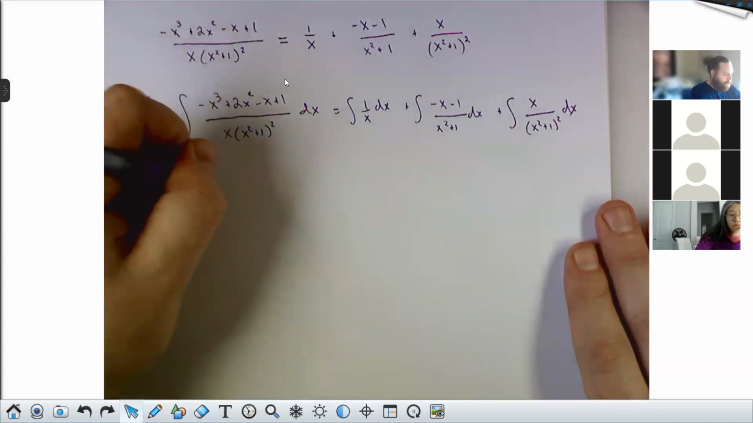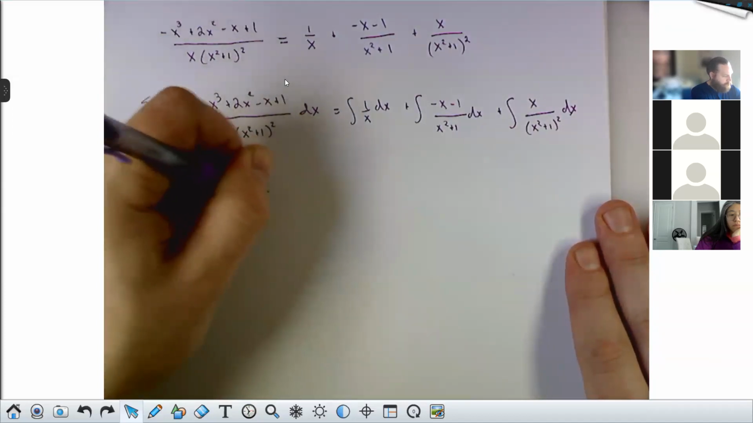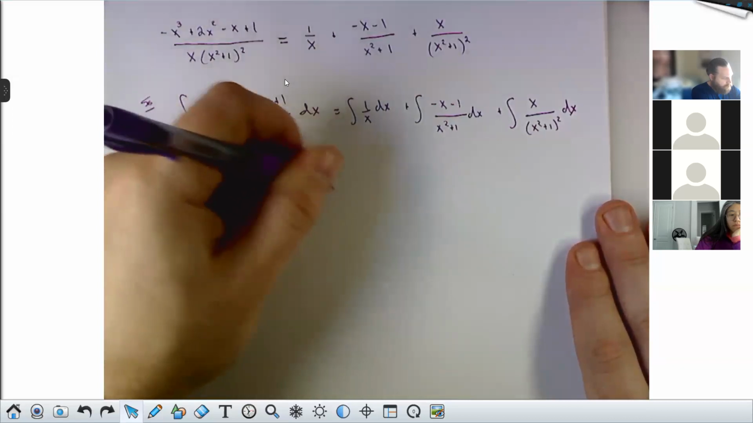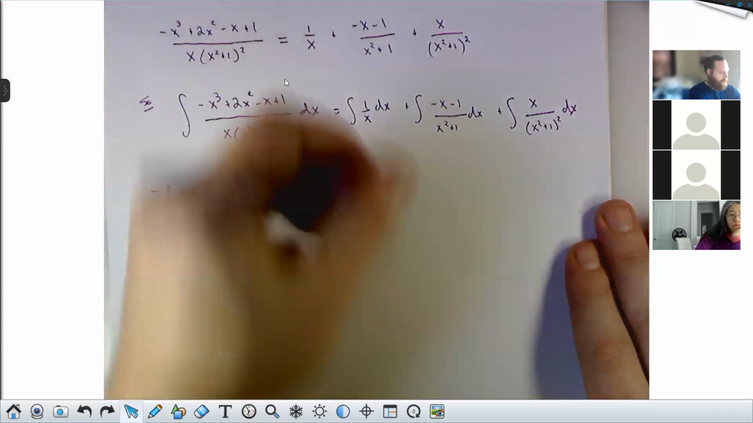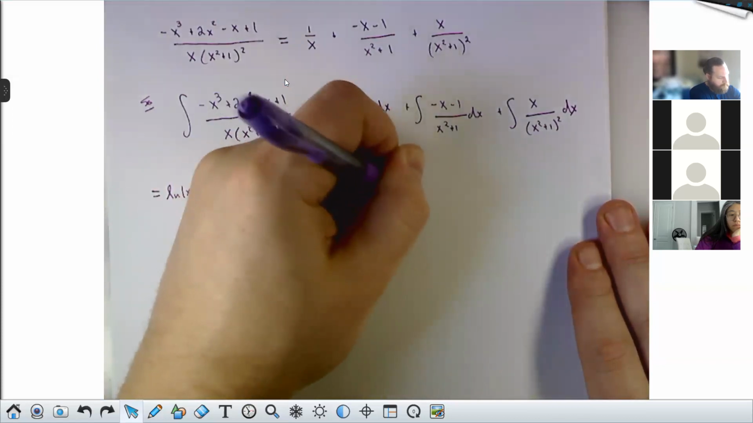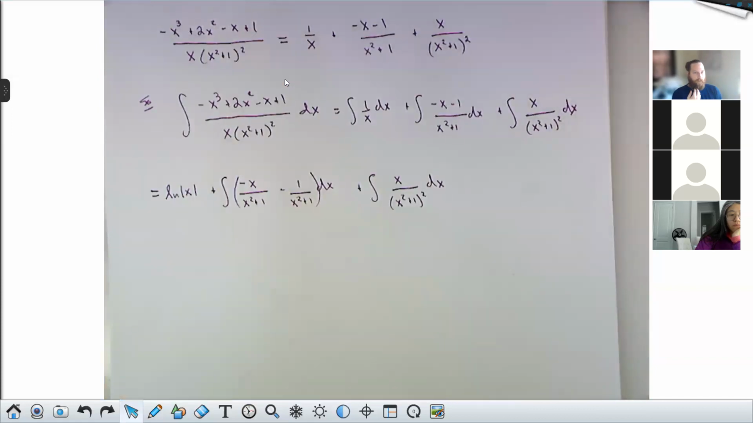So I'll write this for now as plus integral of negative x over x squared plus 1 minus 1 over x squared plus 1 dx, like that. How do I do this last guy? Integral x over x squared plus 1 squared dx. So the middle guy, we're going to split him up like this. What about this guy?